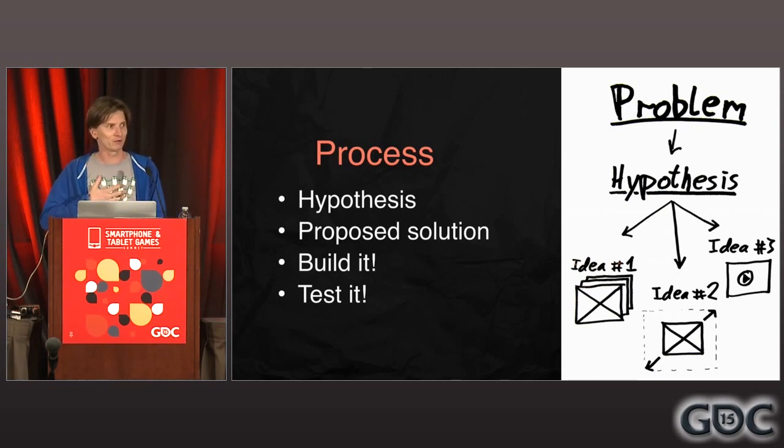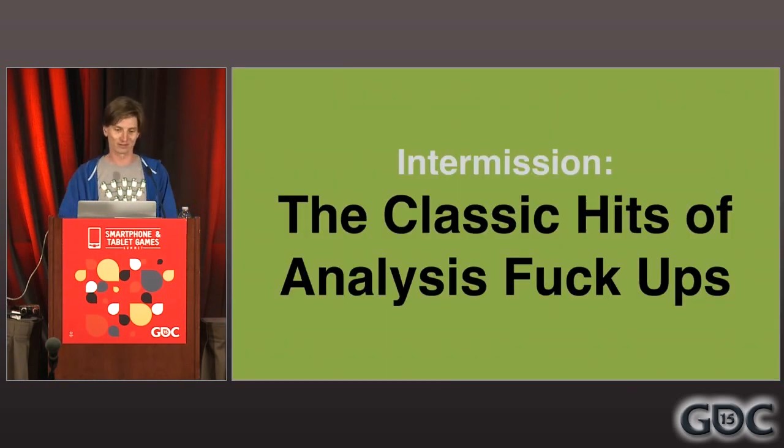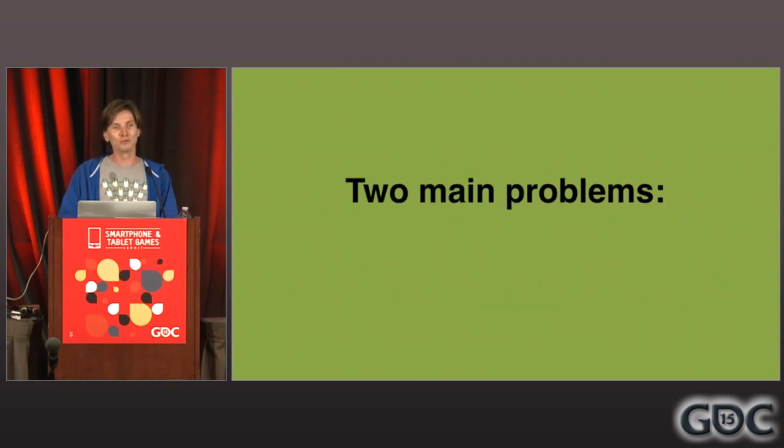So we've actually rolled out, I want to say, 28 tests now, because we've been shipping so rapidly. And along the way, we've learned heaps and heaps, not just from those tests, but also about the process. So rather than scatter the lessons about process all through the tests, I'm going to condense this all into one section now, which is our intermission, the classic hits of analysis fuck-ups. And it comes down to 2 main problems.